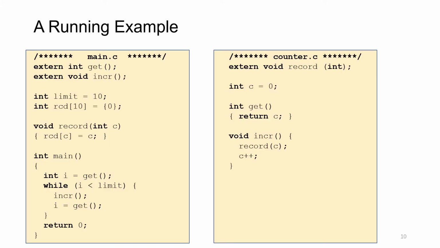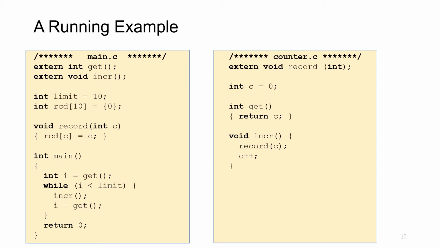We use a running example to illustrate how symbol table generation works. This example will also be used later for the discussion of verified separate compilation. It contains two C files, or C modules. Counter C contains a naive implementation of a counter using a global variable C. It also calls a function for recording the current value of the counter every time it is increased.